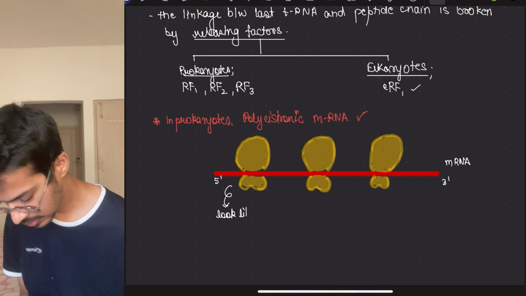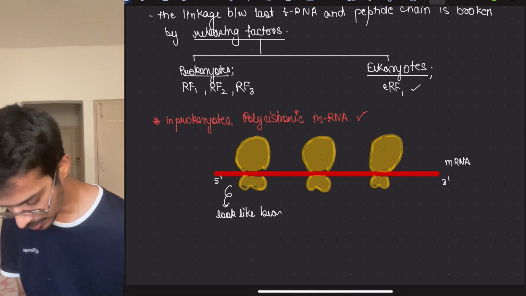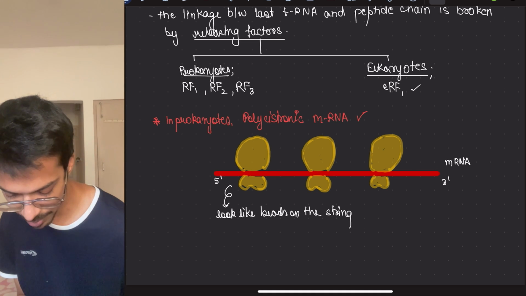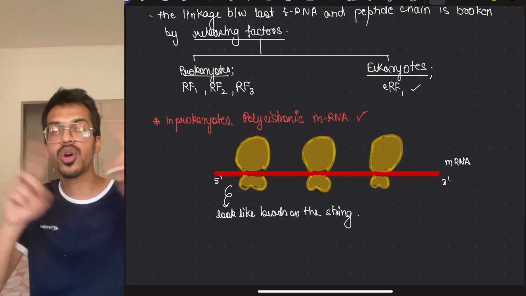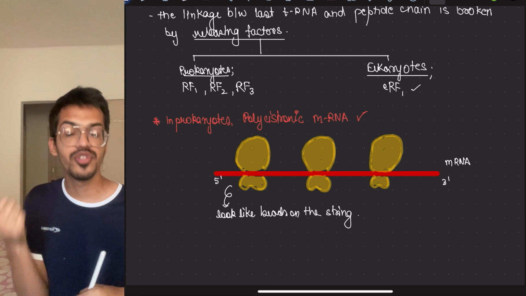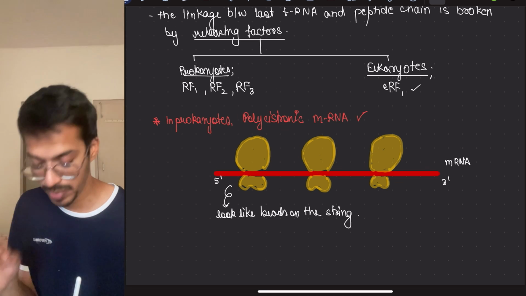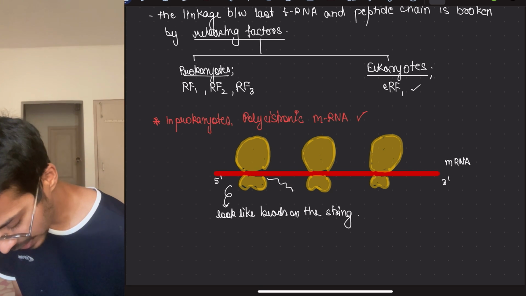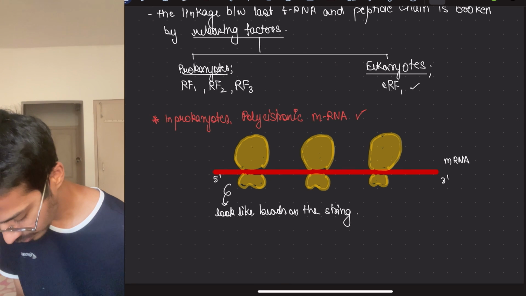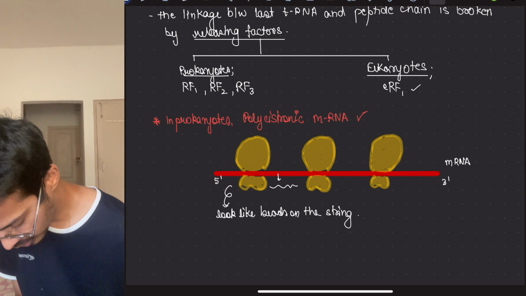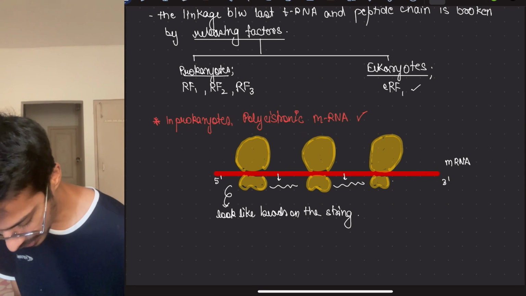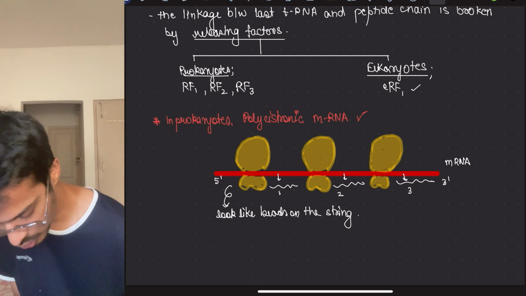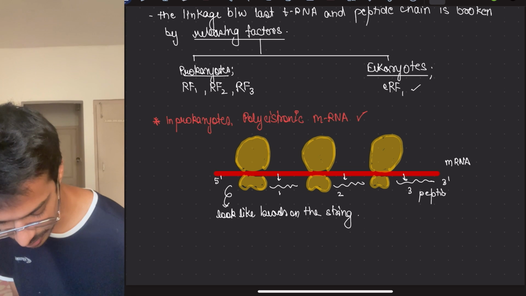Looks like beads on the string. If you don't remember what is this polycistronic, go back and see the transcription topic. There it has been explained to you. So in prokaryotes, this area will make one chain. This will make one chain. This will make one chain. This area will make one chain. So 1, 2, 3 peptide chain.